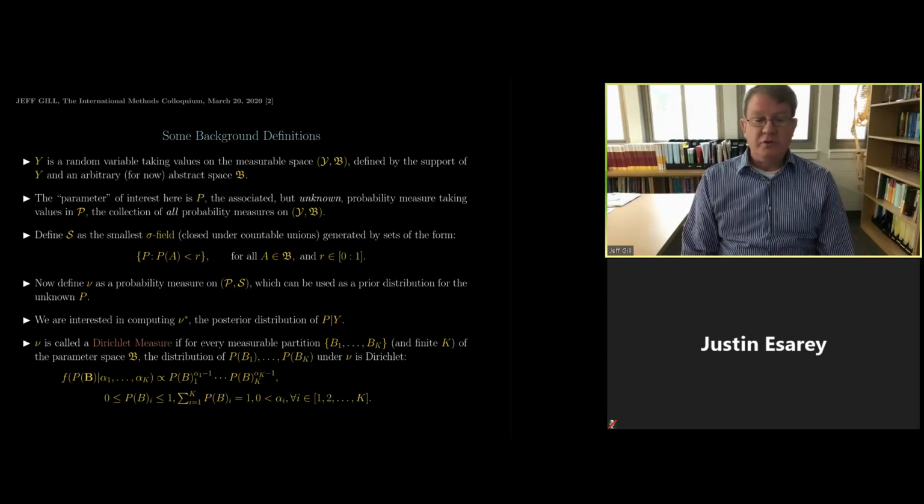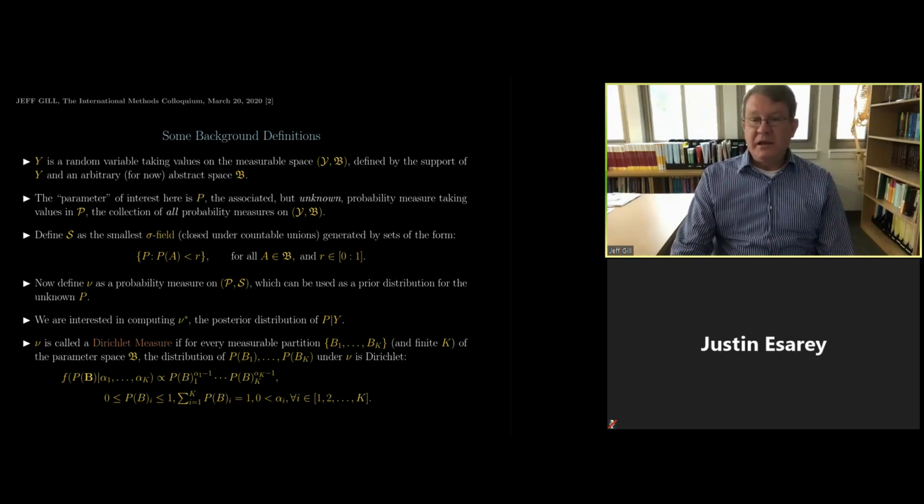In this context, nu is a Dirichlet measure if for every finite partition of the parameter space curly B of the unknown p, the distribution of p for B1 up to Bk under nu is Dirichlet. The bottom two lines just give the kernel of the Dirichlet distribution and then the requirements. That's pretty well known, but not necessarily in the notation and context that I'm giving here. Okay, so that's the theoretical underpinning.